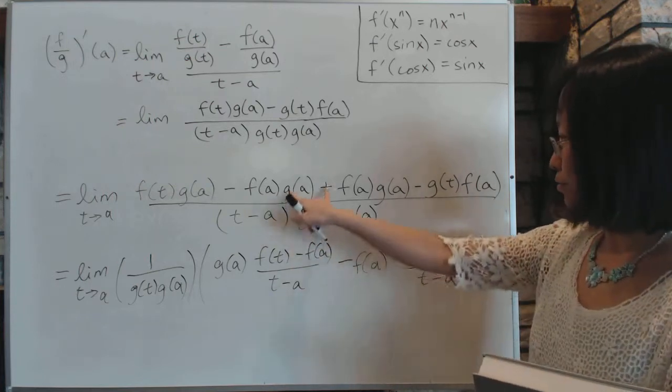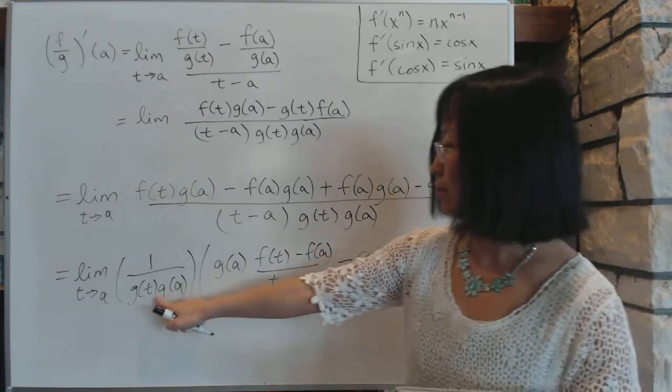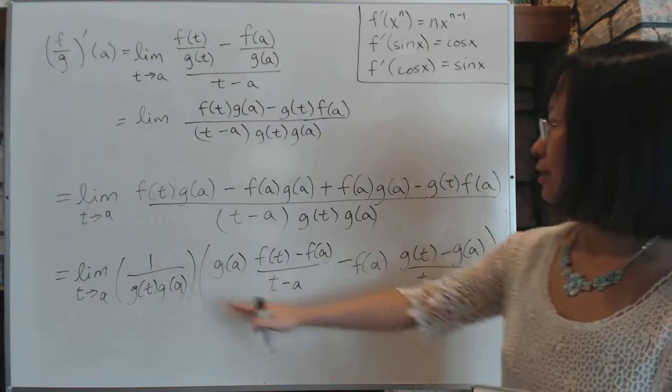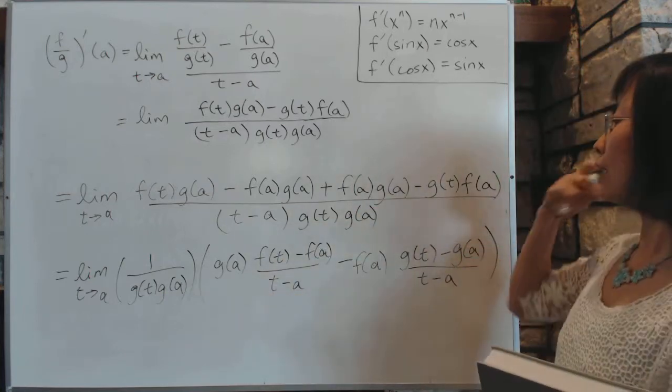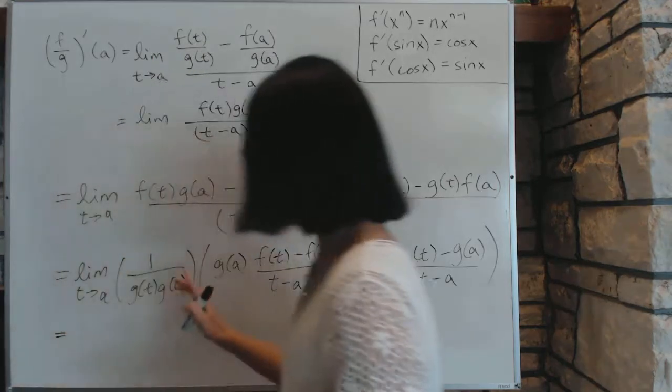See, we have split this whole fraction into two fractions, and this thing is multiplying by everything, so everything is still equal. And so now we're pretty much done. Now we will take the limit.